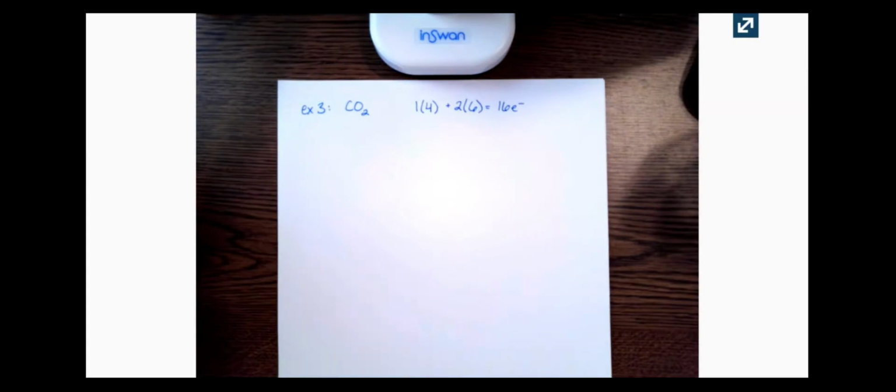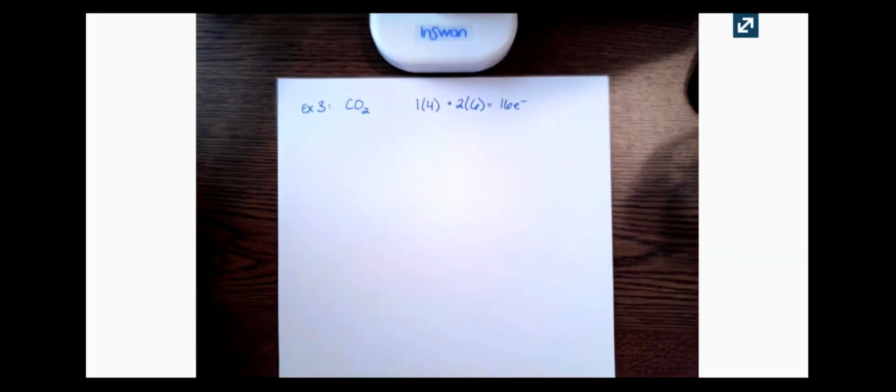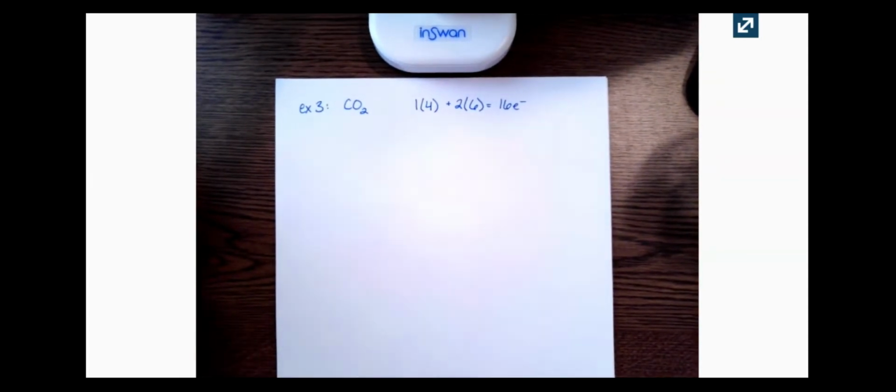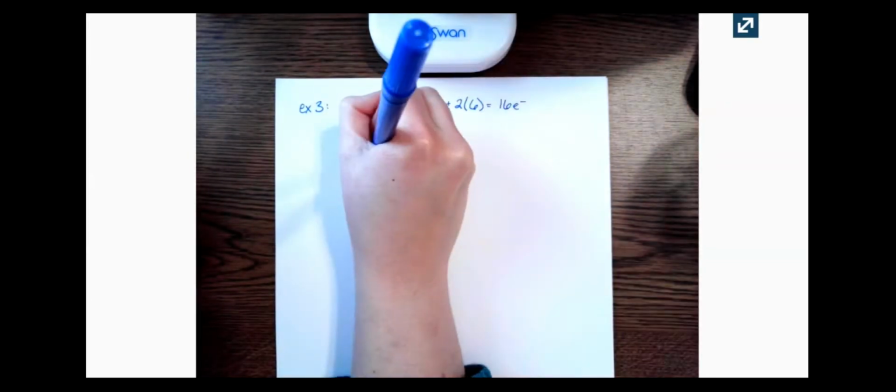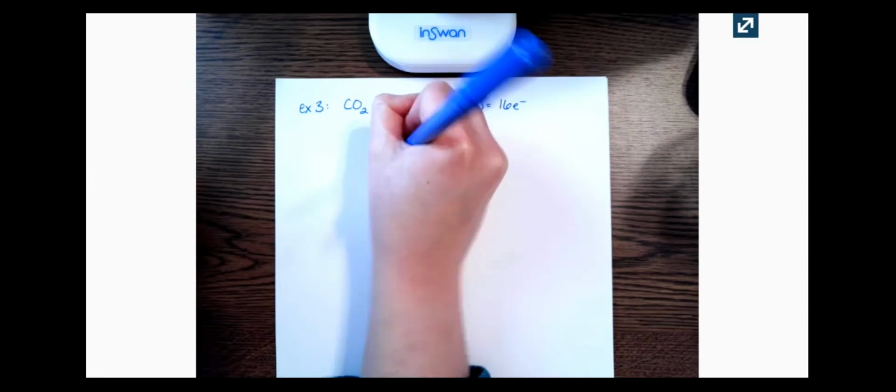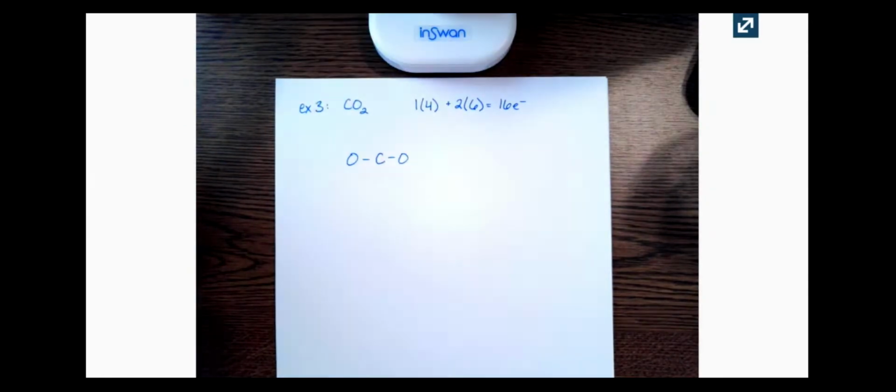So now I want to figure out my central atom. So I have a choice this time. The other ones I didn't really have a choice because hydrogen can't go in the middle. So I could put carbon or oxygen in the middle for this one. So I want to think about the least electronegative element, also known as the element furthest from fluorine, which is going to be carbon. So I'm going to go ahead and put carbon in the middle, and I'm going to connect my oxygen with single lines.